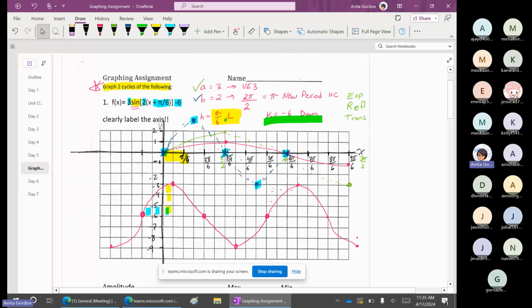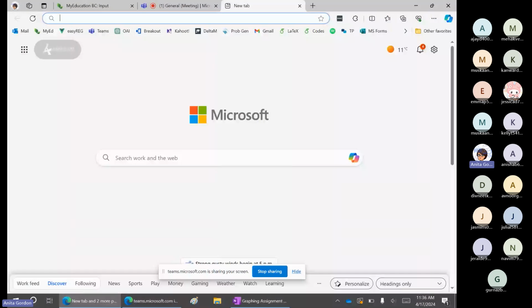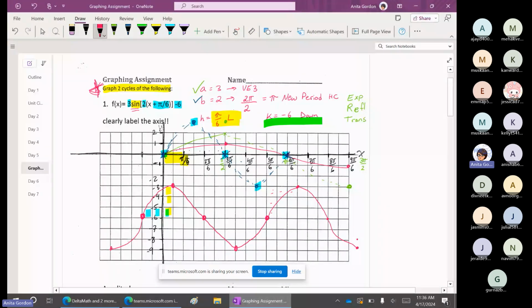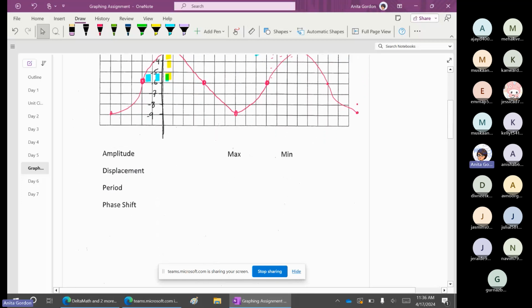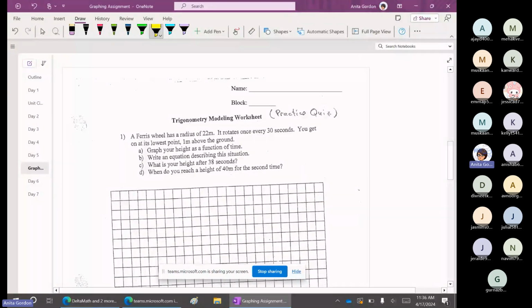On Delta Math, let me just go back to my screen here. Oh, I closed it. Okay, on Delta Math, there is an assignment called graphing trig equations. We'll come back to it in a moment. I just want to do some word problems because we're slightly running out of time today, okay? But essentially, these are the methods that you're going to use to graph them on Delta Math as well. Let's take a look at a word problem. Notice this. Hint, hint, nudge, nudge.